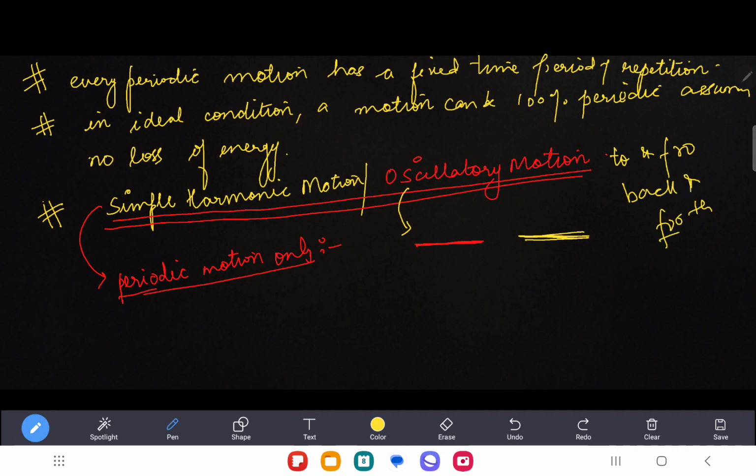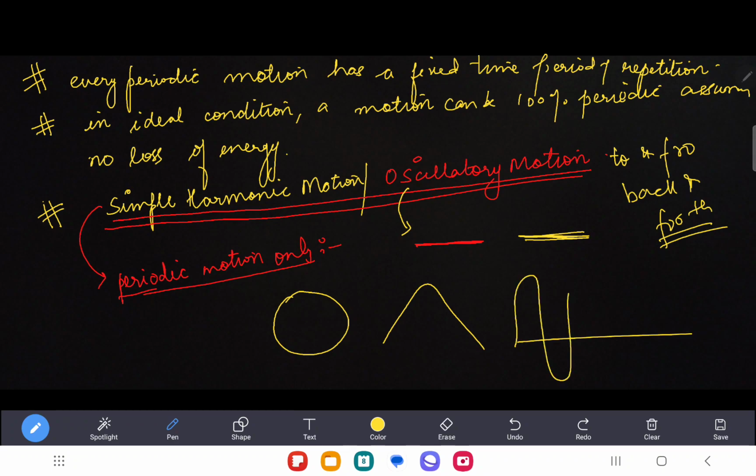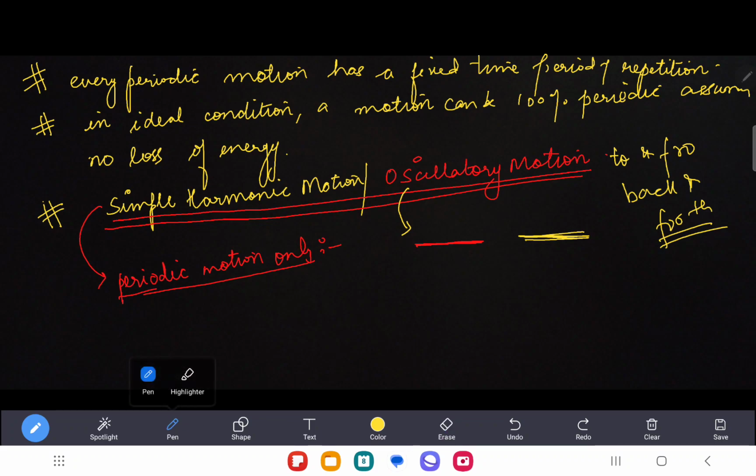So is simple harmonic motion a type of periodic motion? Yes, because periodic motion could be circular. Periodic motion could be going up and coming down. The rope could be moving up and down. This is all periodic motion because the time it takes to repeat itself is exactly the same. But that is not a straight line motion.